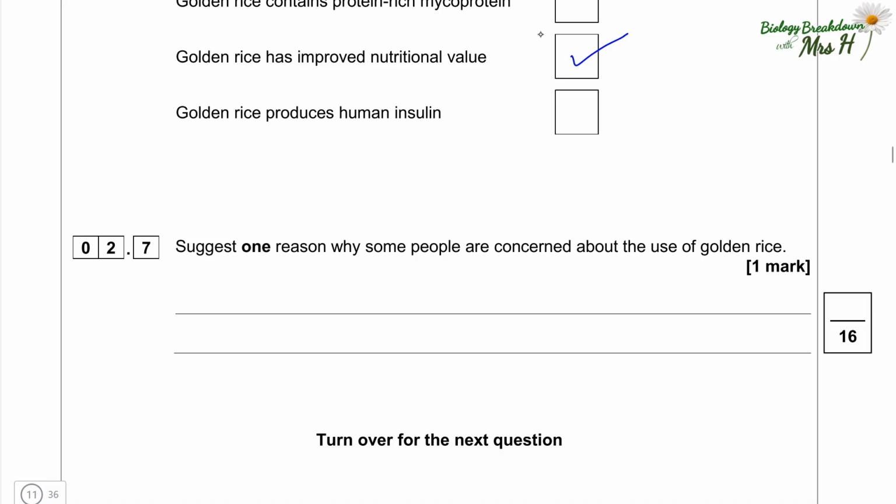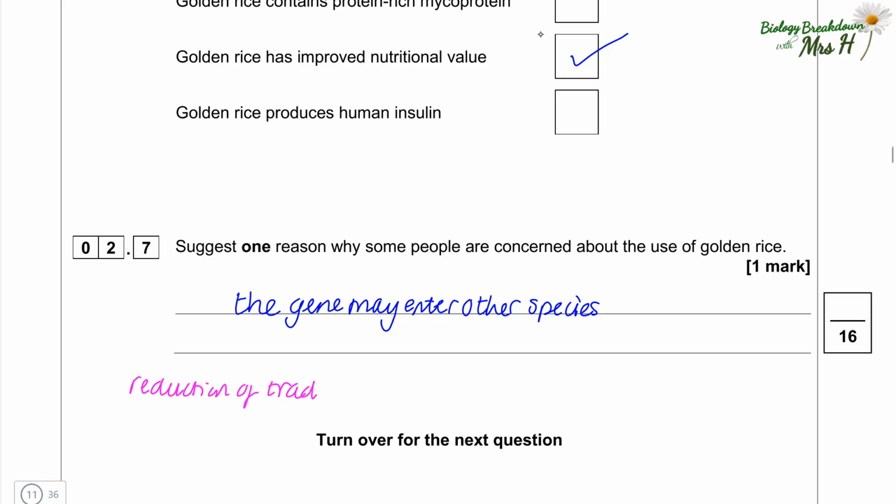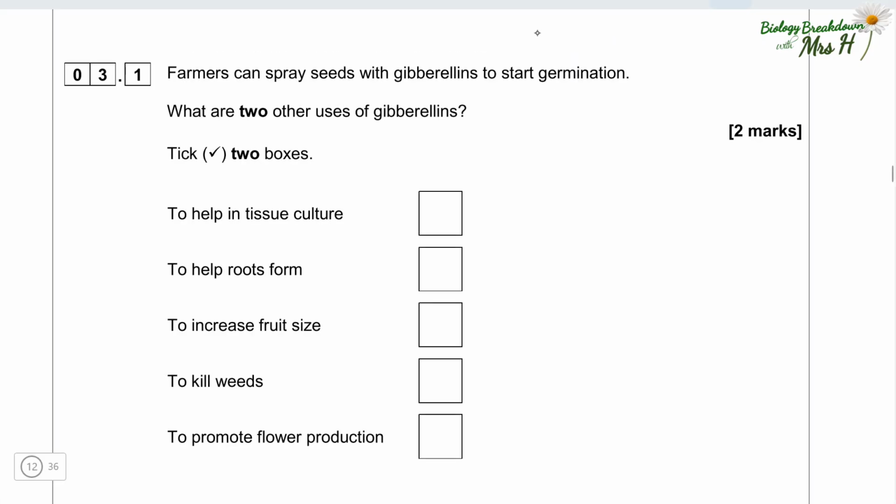So the main one I would put down there is that people worry that the gene might enter into other species. Maybe we will get a reduction of our actual traditional wild rice, and therefore the insects that like to live around those areas and feed in those areas, we're going to get a reduction of the biodiversity around our traditional wild rice.